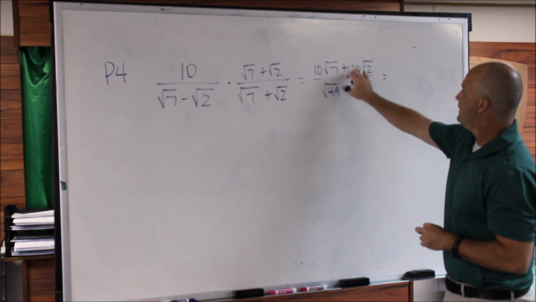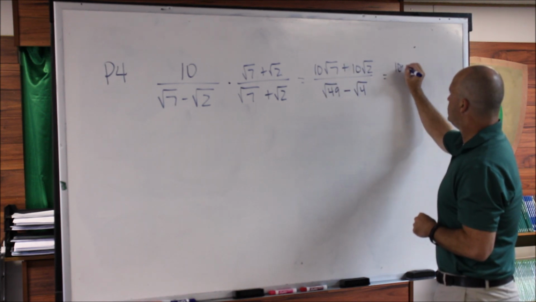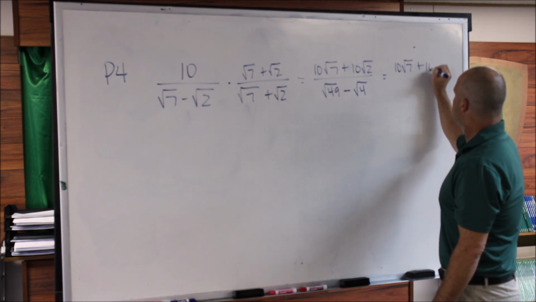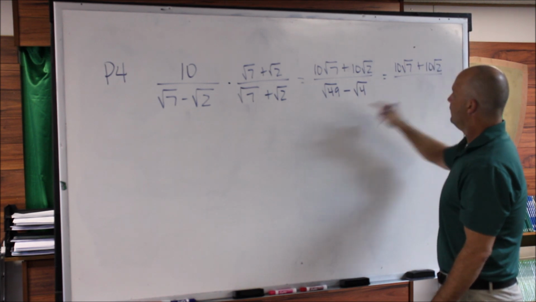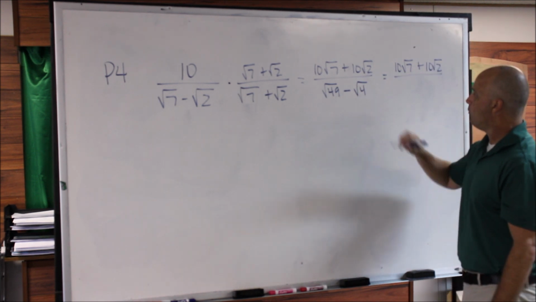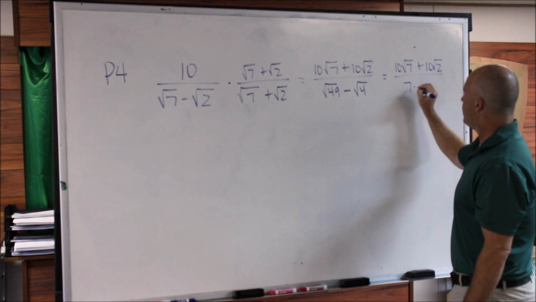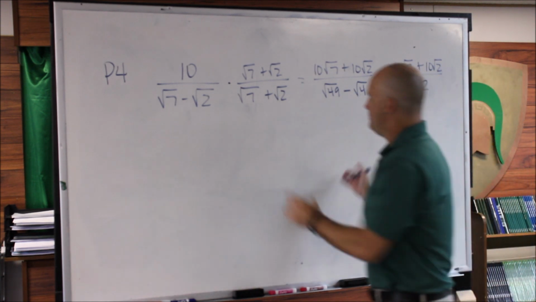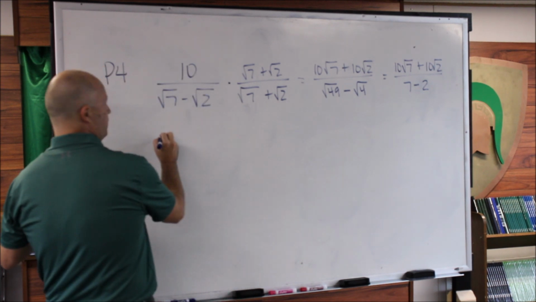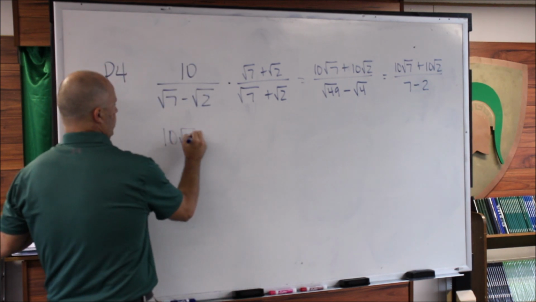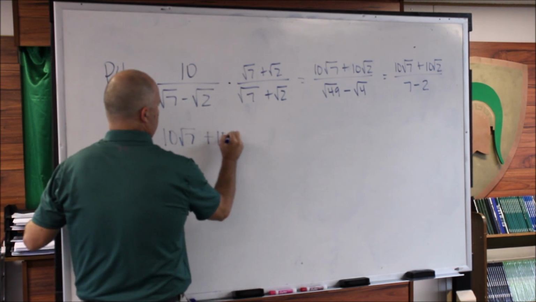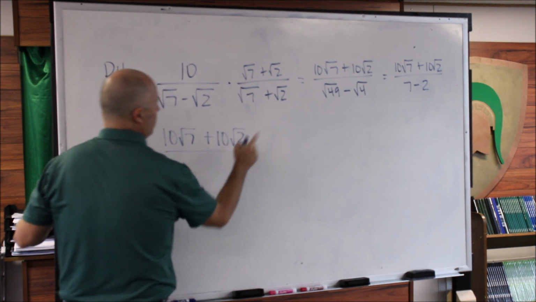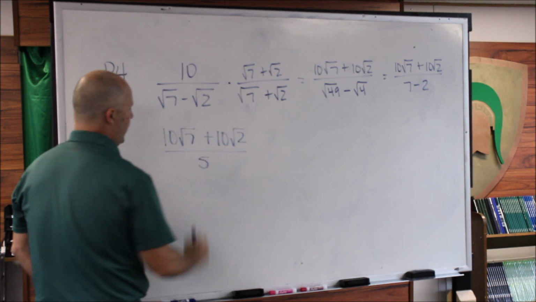So now we've got 10 square root of 7 plus 10 square root of 2, which cannot be combined, over square root of 49 minus square root of 4. So square root of 49 is 7, minus the square root of 4, which is 2. And I'm going to come back down to this end, rewrite the numerator, 10 square root of 7 plus 10 square root of 2 over 7 minus 2 is 5.